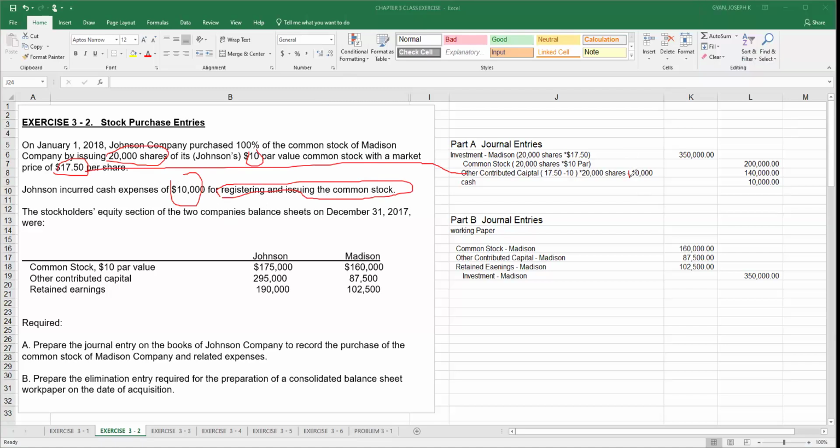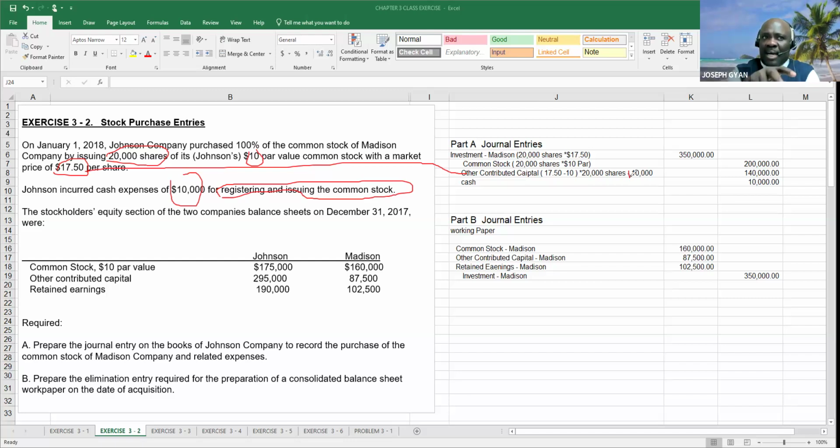Very good. Remember chapter 2, if the company pays cash for the professional fee for the registration of the stock, we have to take it out from the other contributed capital because it's related to the issue of the stock. Or maybe the broker who looks for the shares for us. So we are registering the stock. Therefore, it should come from the other contributed capital. That's why we are subtracting this one from the other contributed capital here.